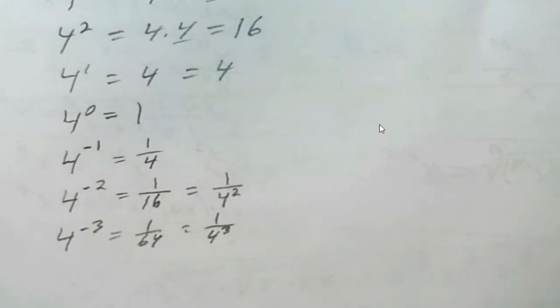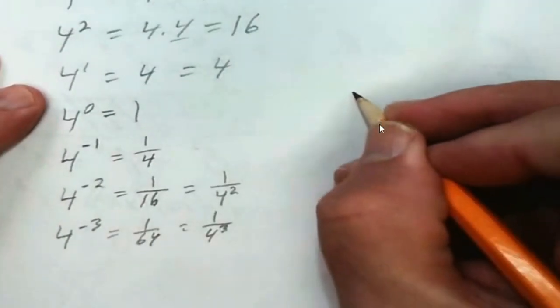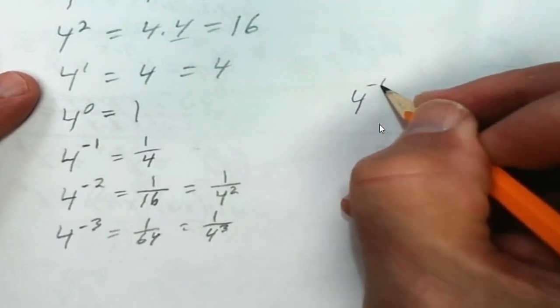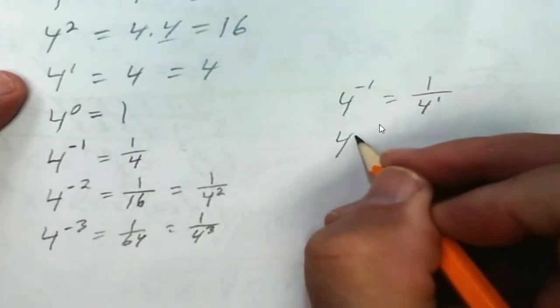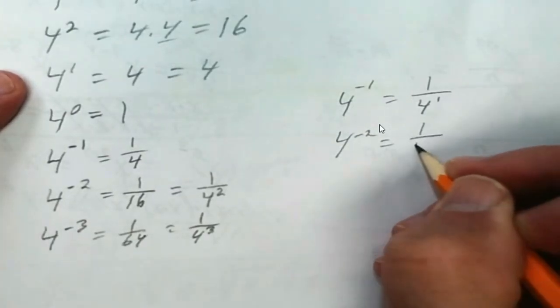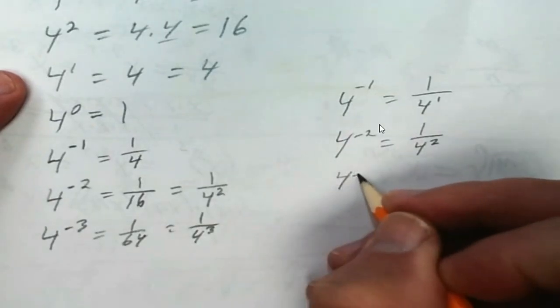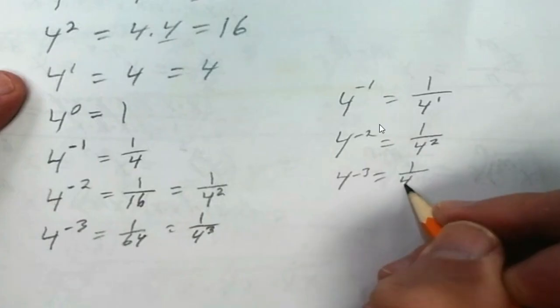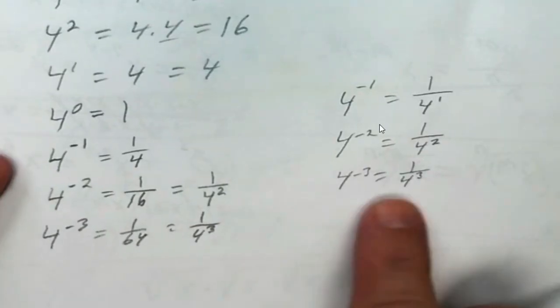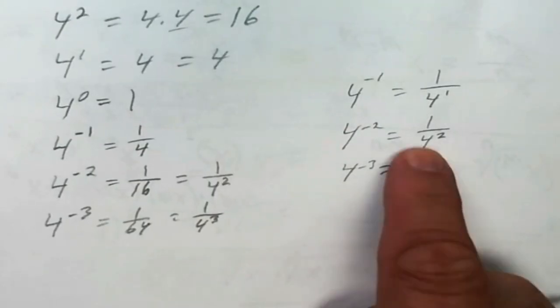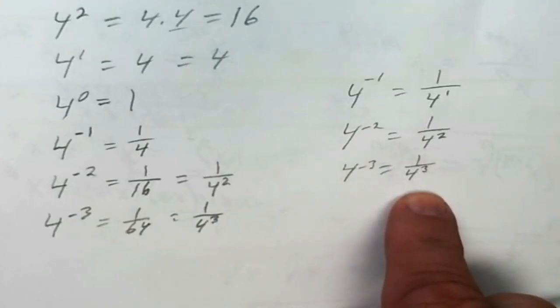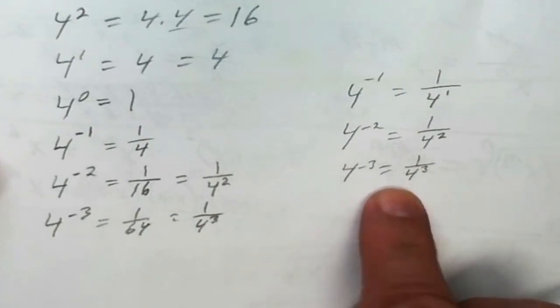And if you pay attention and see the pattern that's developing, 4 to the negative 1st power is just 1 over 4 to the 1st power. 4 to the negative 2 power is just 1 over 4 to the positive 2 power. 1 over 4 to the positive 3 power. Notice when it's a negative exponent, it becomes a positive exponent if we move it into the denominator of the fraction. So this is how negative exponents work.